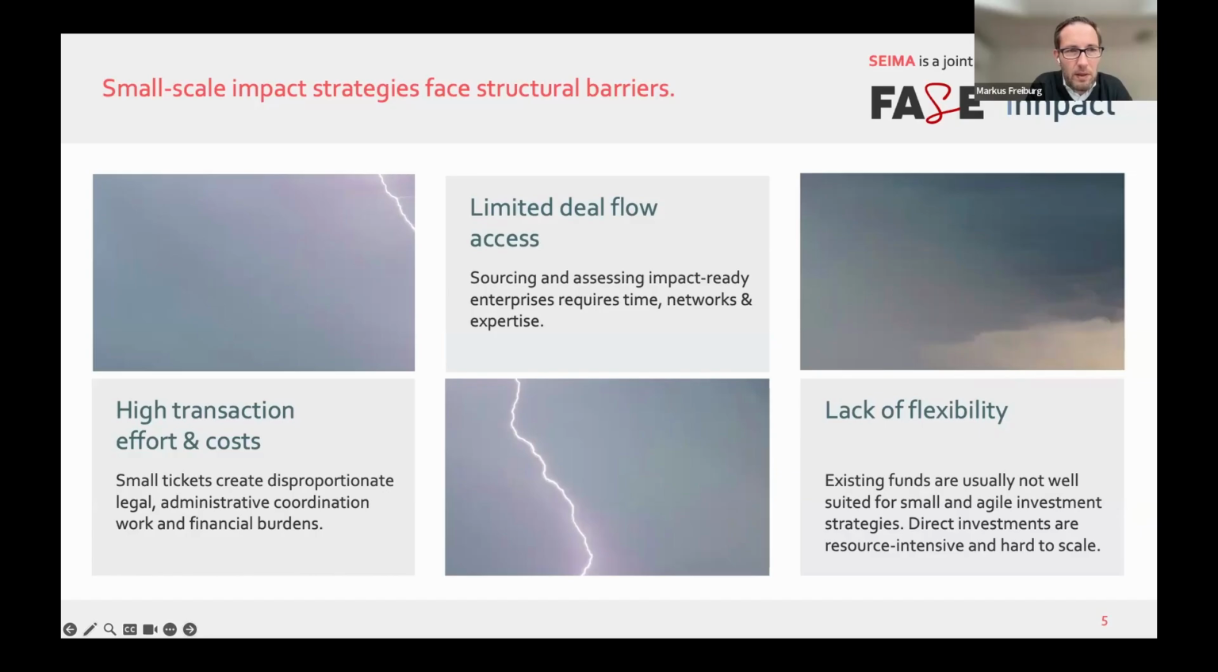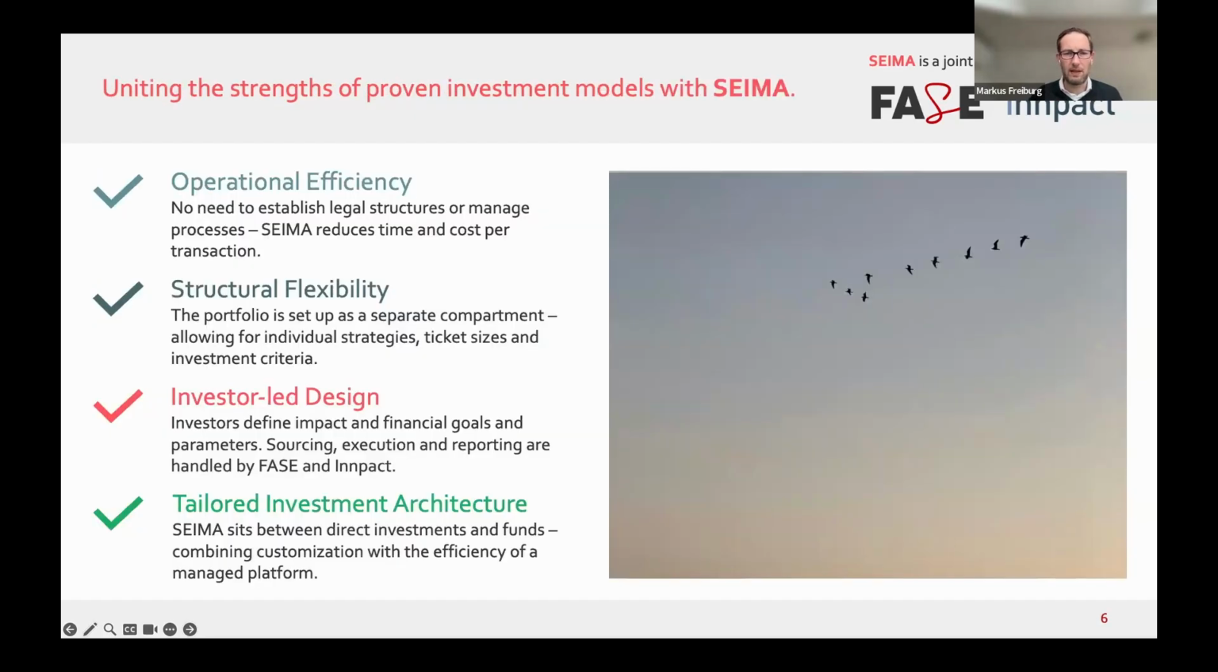I think one point that we always hear again and again is the high transaction costs for implementing these rather small investment deals. And often we see that investors say, okay, we would invest, but we don't have sufficient deal flow. Some investors also struggle with funds because the funds might be too broad. They are not able to get involved in the investment decision. So there's not always sufficient flexibility that investors can really get active.